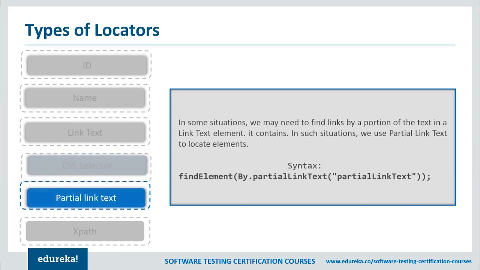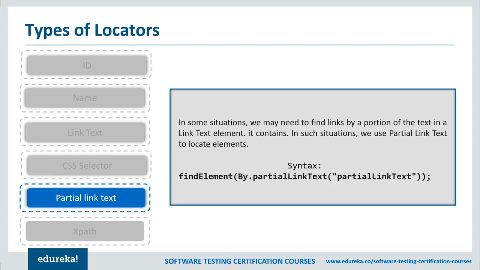Next will be your partial link text. So in some situations we may have to find the links by a portion of the text, that it contains, because the full text will not be there. In such cases, we can use partial link text to locate the elements.